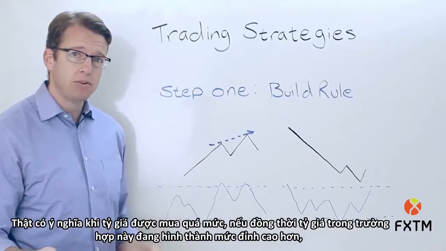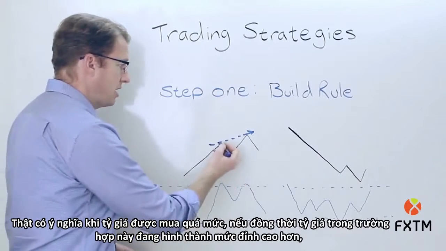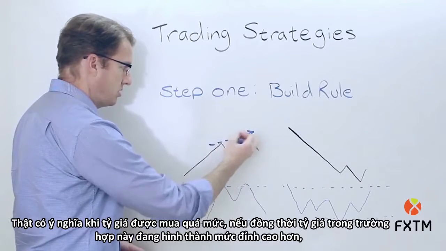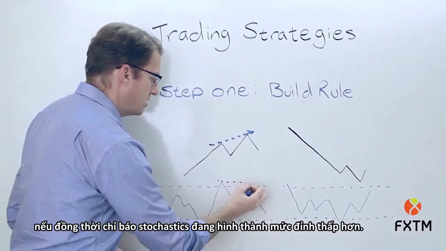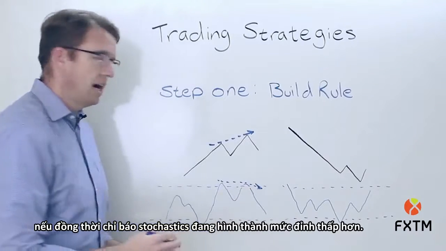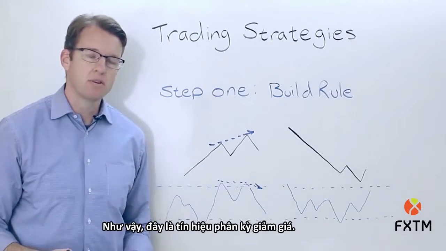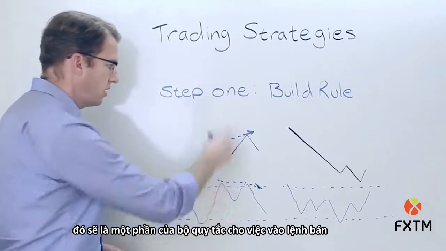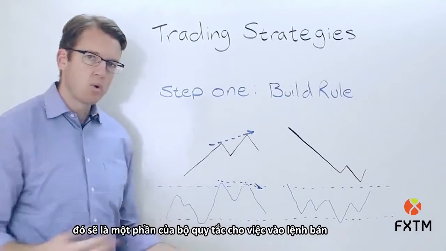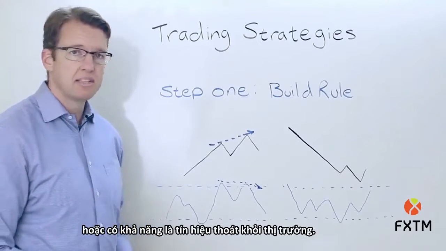Now, it's meaningful when it's overbought if, at the same time that the exchange rate is forming higher highs, the stochastics indicator is forming lower highs. So this is a bearish divergence, and an investor would look at this as a bearish entry signal. That would be part of a rule set here for a short entry, or potentially as an exit signal.